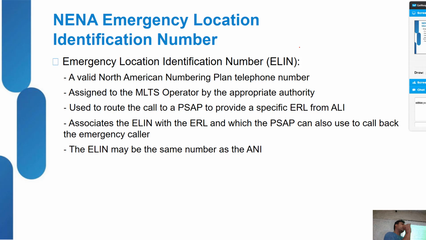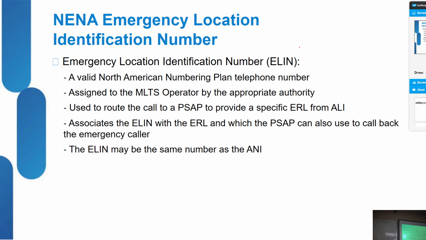Every emergency location or ERL must be identified with a number called ELIN, Emergency Location Identification Number. It's a valid North America phone number assigned to the MLTS operator by the appropriate authority, used to route the call to the PSAP to provide a specific ERL. Now, what is ELIN? It's basically a caller ID. But for what? Not for the building. For that location, the 7,000 square feet.